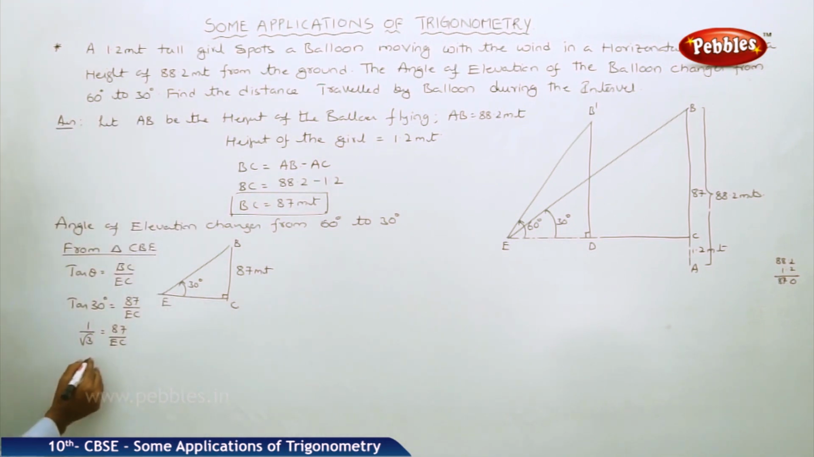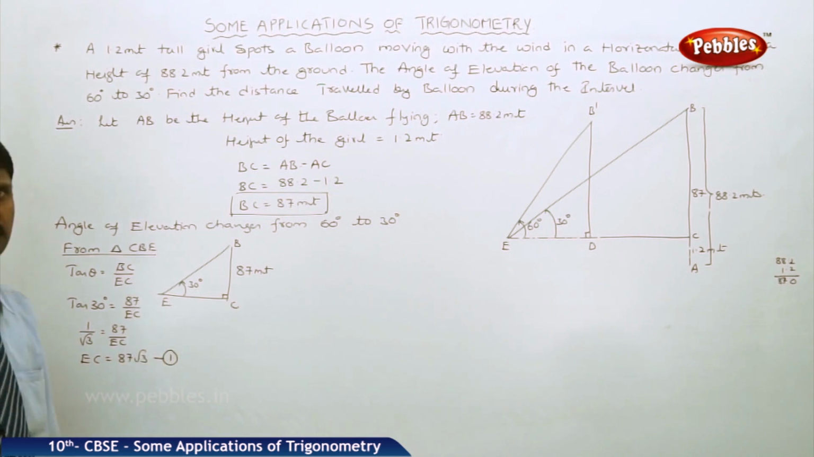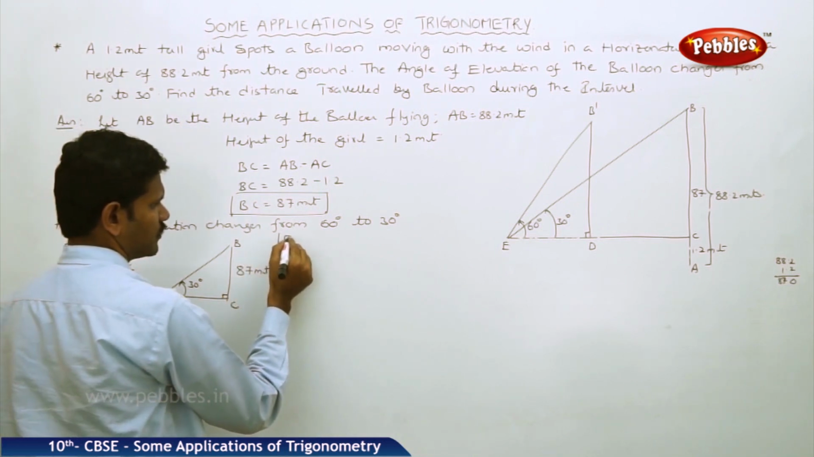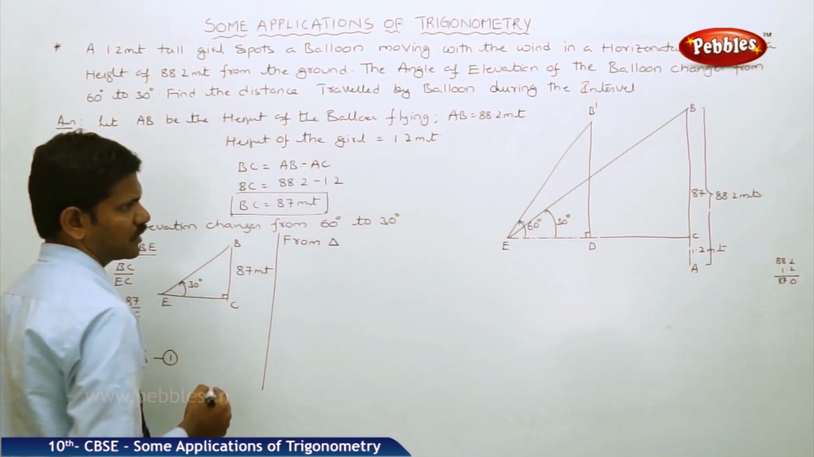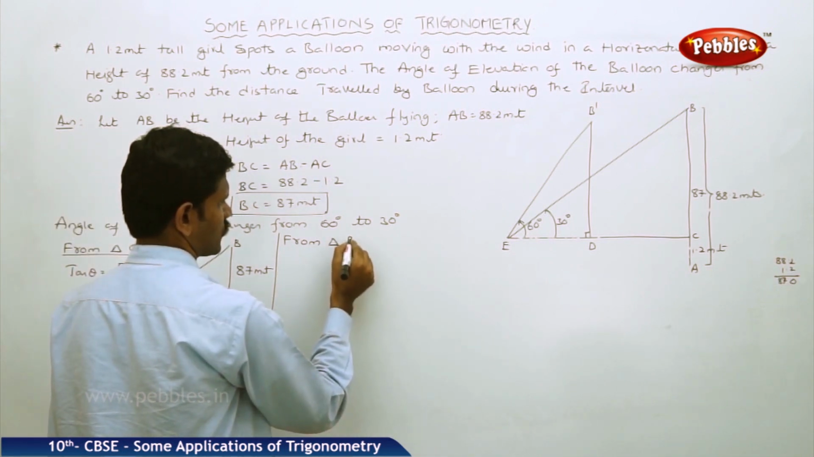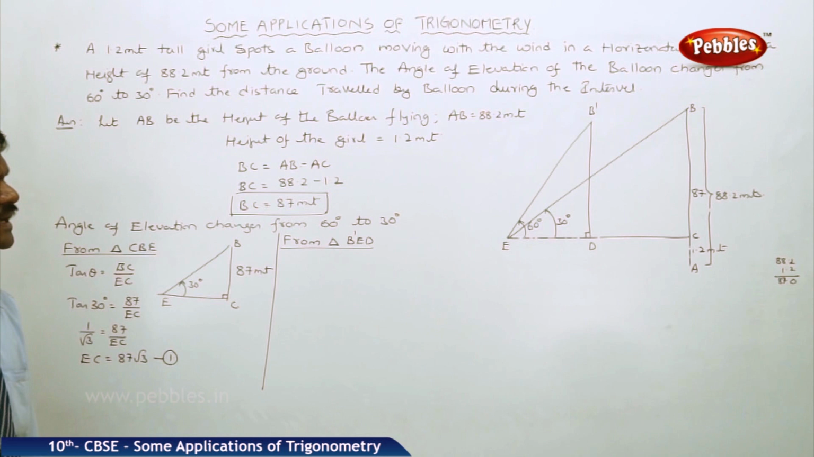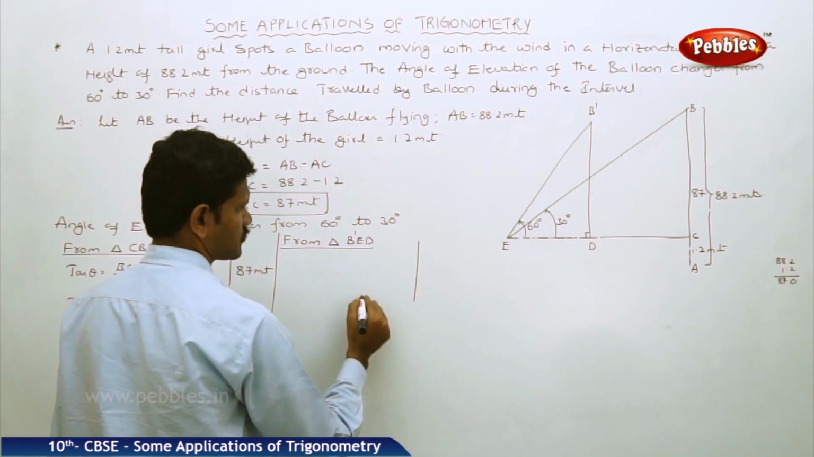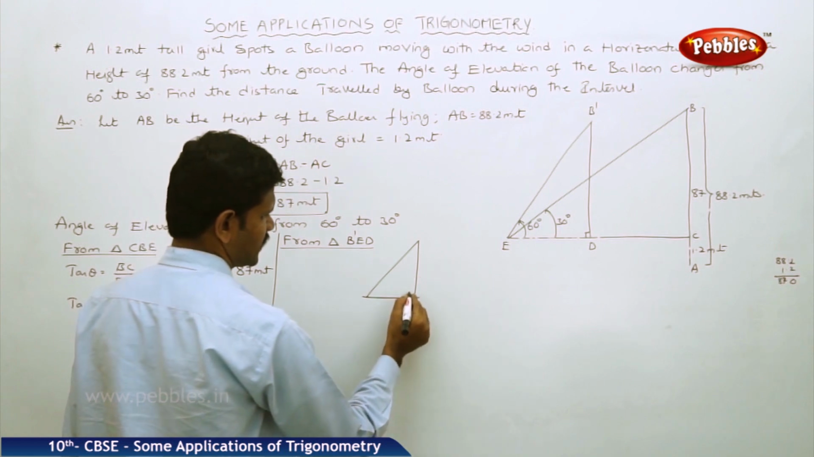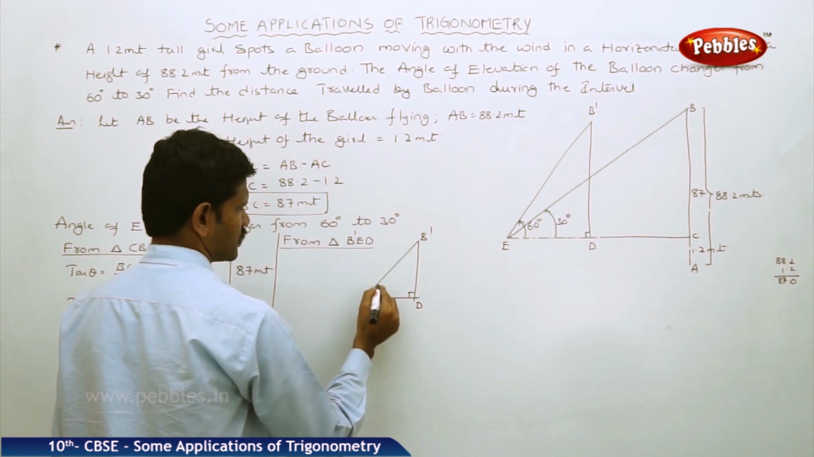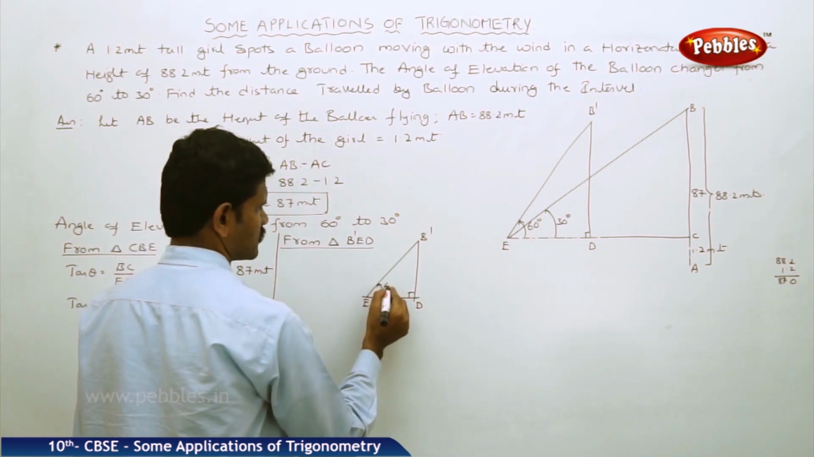That is, EC is equal to 87 root 3. This is equation 1. Now consider the other triangle B dash ED. From triangle B dash ED, right angle is at D, B dash and E. The angle here is 60 degrees.